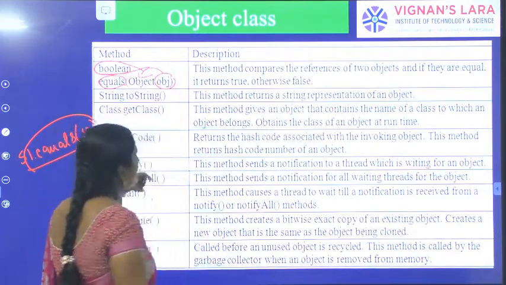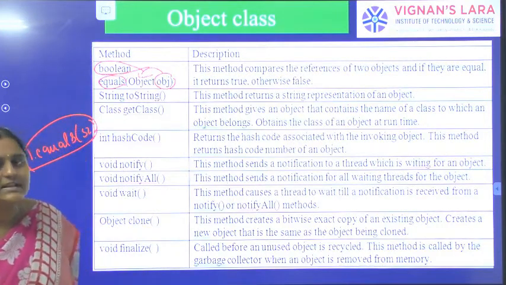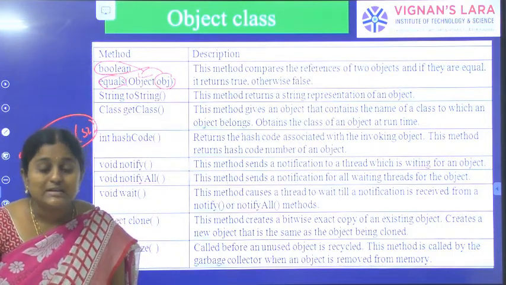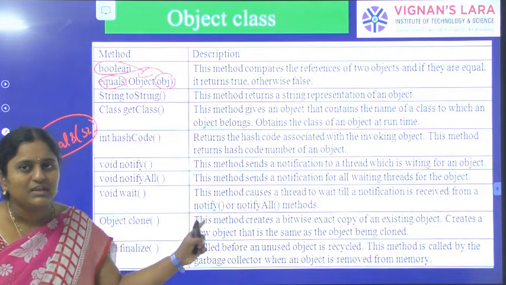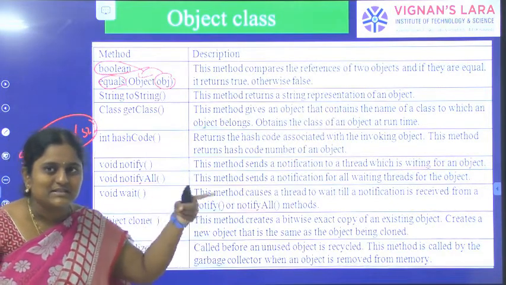Next method is the toString method. The toString method returns the string representation of the given object. toString is a method that returns the string representation of the given object. This method I already discussed in the strings concept.